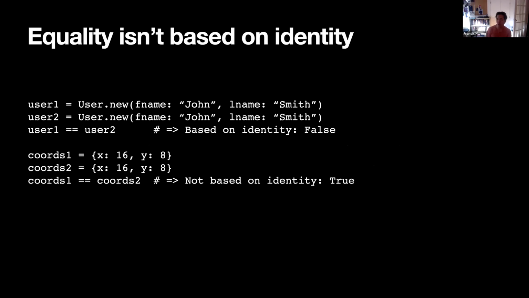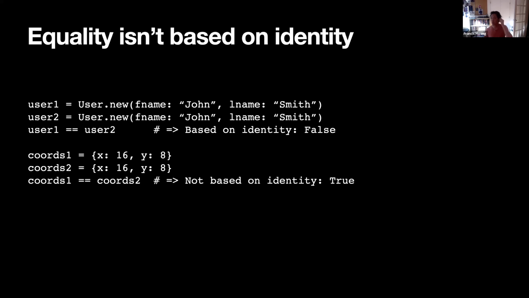In this case, you actually want those two to be not equal to each other, because we know that in the real world, there are multiple human beings named John Smith. And the combination of the first name and last name is not what gives them a unique identity. In contrast, if you imagine XY coordinates on a two-dimensional graph, and you have a 16 and 8, when you compare the two of them, you actually want those two to be the same.